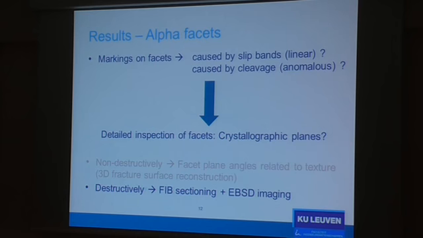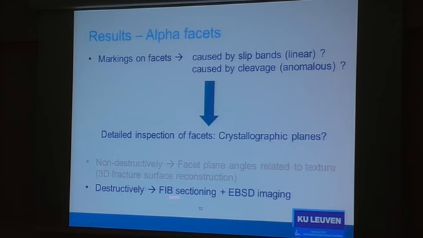So how will we find out about this? We will inspect them in detail, and more specifically we need to know if the facet planes are according to a certain crystallographic plane, a slip system plane or a cleavage plane. There are 2 ways to do this: non-destructively, which I will skip due to time limitations. Basically, we reconstruct the fracture surface in 3 dimensions and then measure the facet plane angles, the spatial angles. If you want to know about this, you can ask me afterwards.